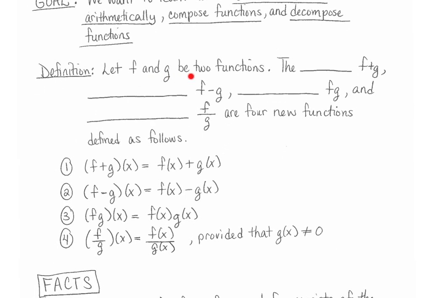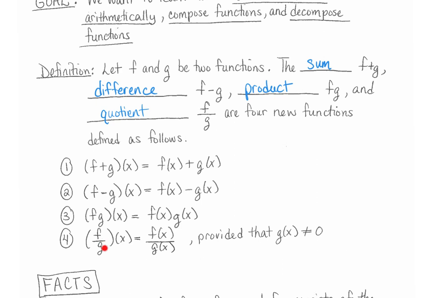Let f and g be two functions. The sum f plus g, the difference f minus g, the product f times g, and quotient f over g are four new functions defined as follows. f plus g of x equals f of x plus g of x. f minus g of x equals f of x minus g of x. f times g of x equals f of x times g of x.